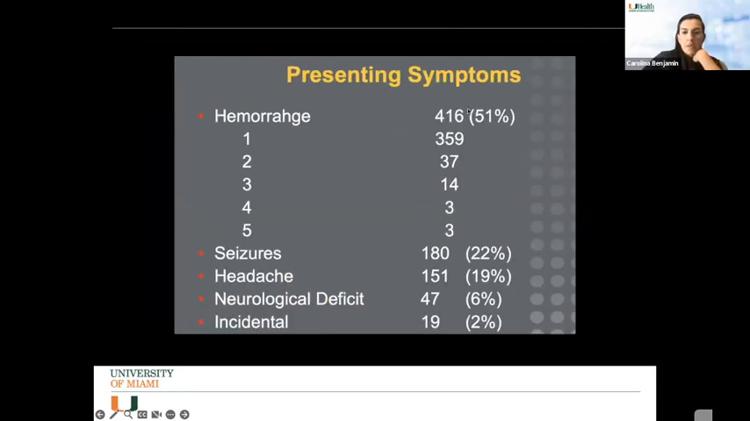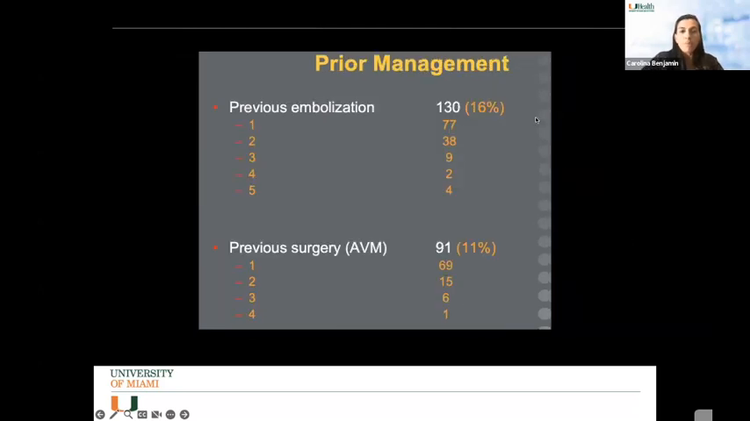About half of the patients presented with a hemorrhage. Other common symptoms are seizures and headaches, focal neurologic deficits can happen, and some were found incidentally, perhaps due to trauma or other forms of imaging. A few patients had prior embolization, again showing the effect of embolization going up after the ARUBA period. And previous surgery with residual AVM was about 10 or 11% of the patients in this cohort.